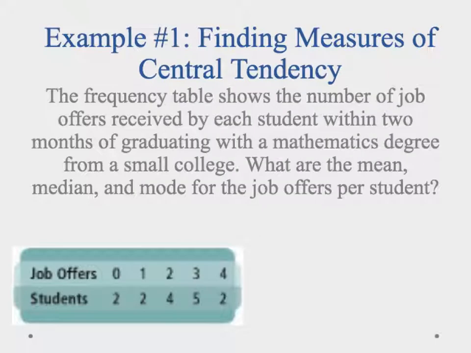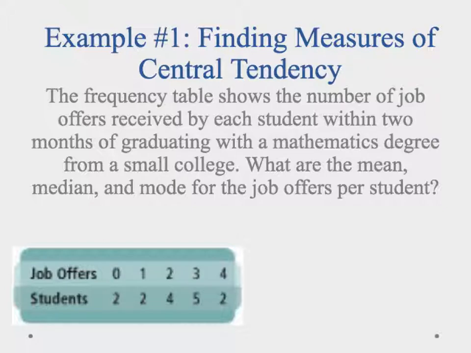All right, so in example 1, we're finally going to start into it. It says the frequency table shows the number of job offers received by each student within 2 months of graduating with a mathematics degree from a small college. What are the mean, median, and mode for the job offers per student? All right, so here's what's happening. When we're talking about job offers specifically, we need to be able to state how many times something is occurring. This is almost like a tallied table, so we're going to need to expand this a little bit.